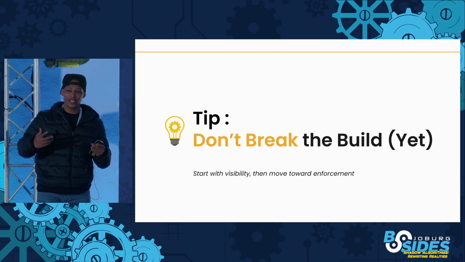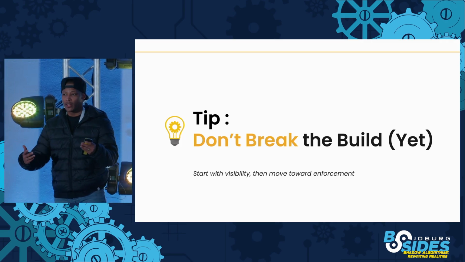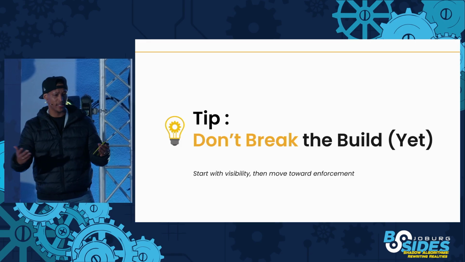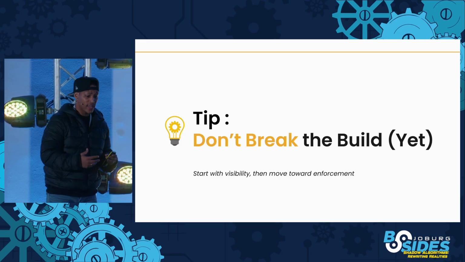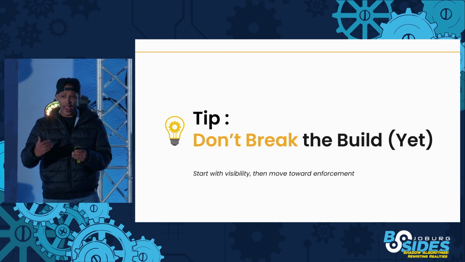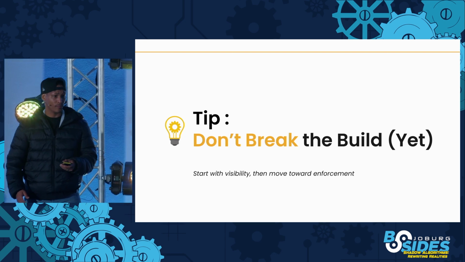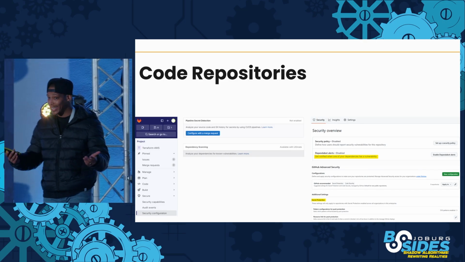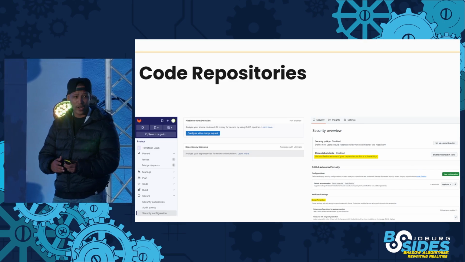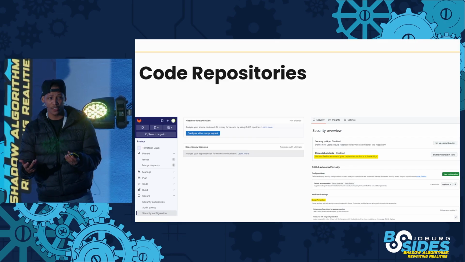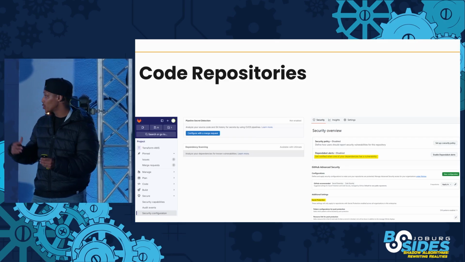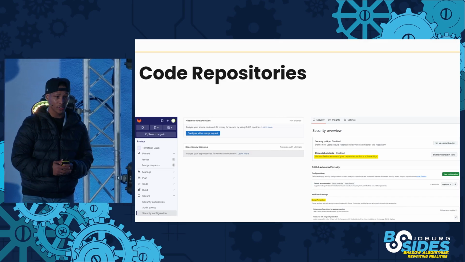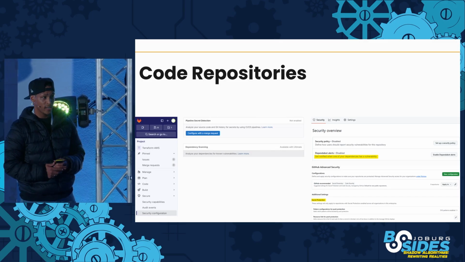While doing these types of scans in your pipeline, it's important not to break the build immediately. Start with visibility. Let the teams see the findings, and then you can slowly tighten or add enforcements. There are code repositories such as GitLab and GitHub that already have these scanning features that I just mentioned. They're already built into some of the code repositories, which can just be enabled for scanning within your CI/CD pipeline.